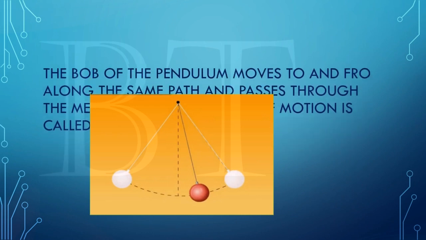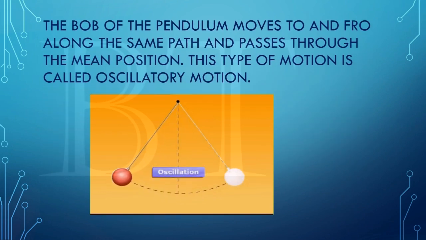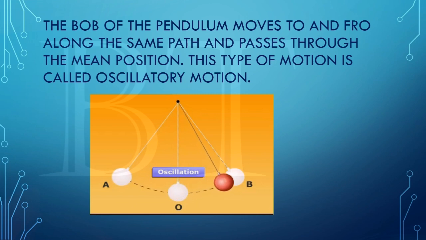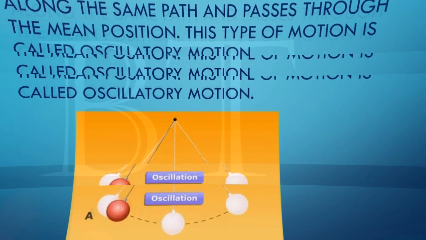Now, when the bob is disturbed to one end and released, it produces a to and fro motion. One complete to and fro motion of the bob of the pendulum is called one oscillation. So, the type of motion produced by the pendulum is called oscillatory motion.